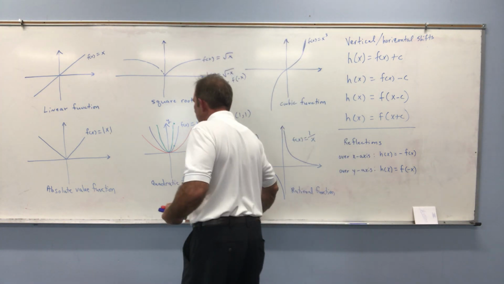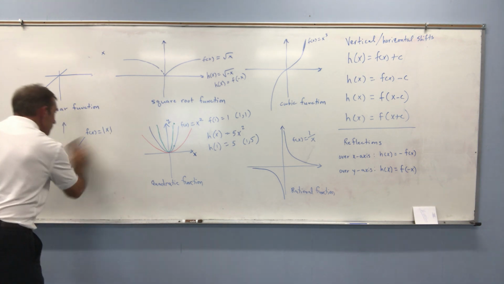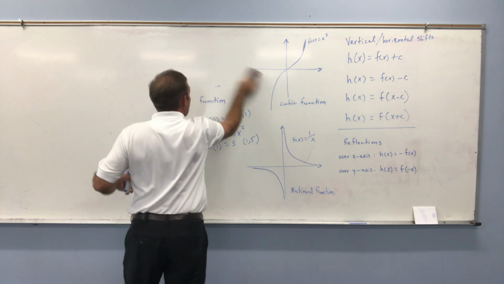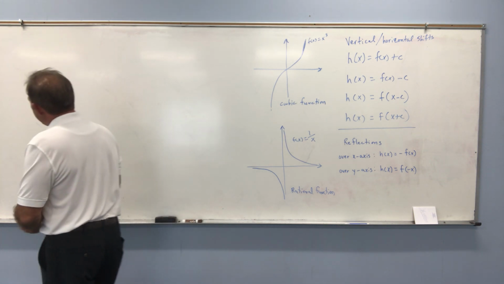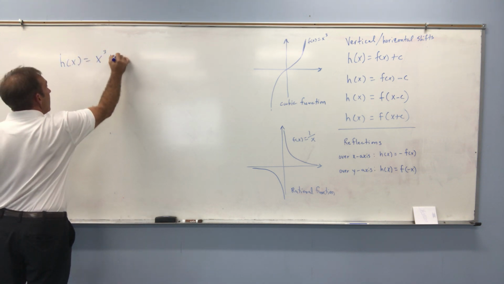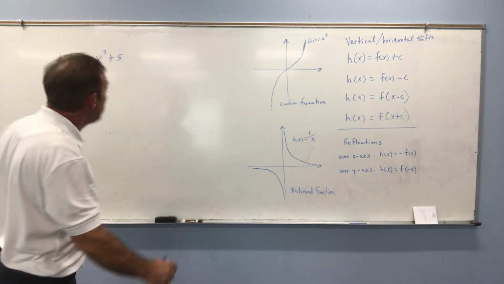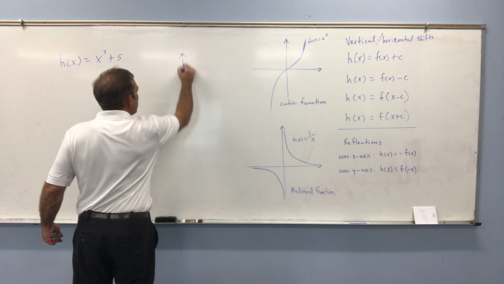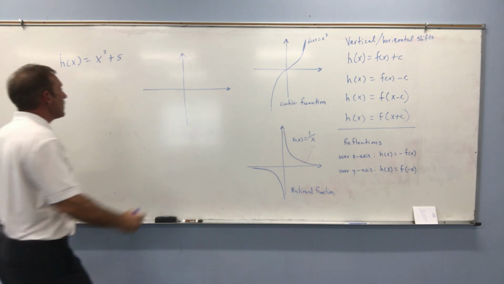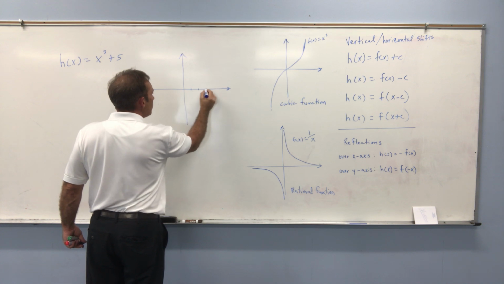Now let's look at just a couple of examples here. Suppose we had h of x is equal to x cubed plus 5. And we wanted to sketch the graph of this. Then, of course, we need a coordinate system. And I just want you to notice that, of course, we know what x cubed would look like. And maybe we'll go ahead and put some marks in here.